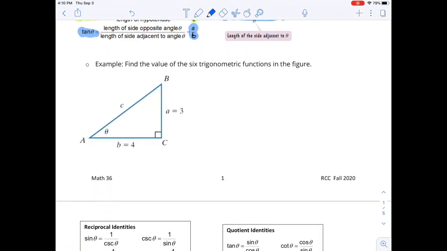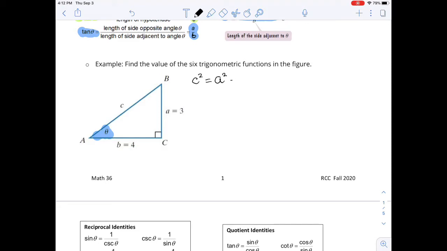Example. Find the value of the 6 trigonometric functions in the figure. So let's start with the writing. So here is angle theta, and let's start with finding sine theta, but to find it we need to know the length of hypotenuse C. So to find it we're going to use Pythagorean theorem.